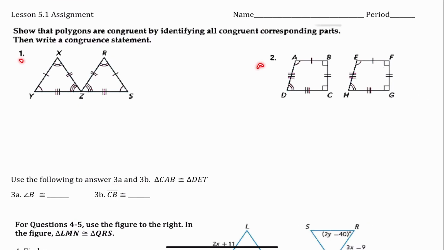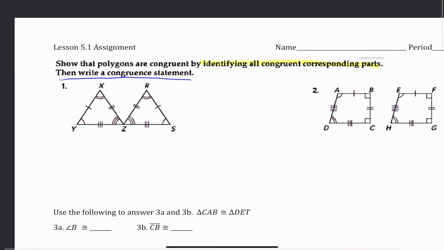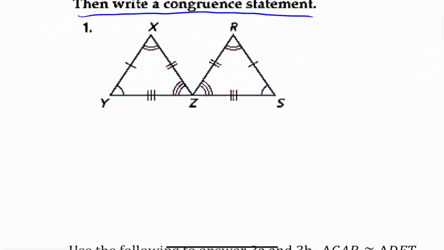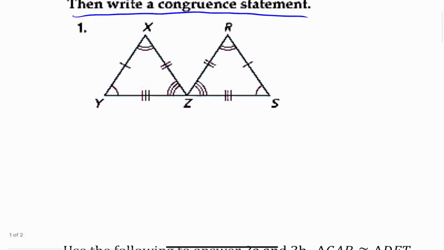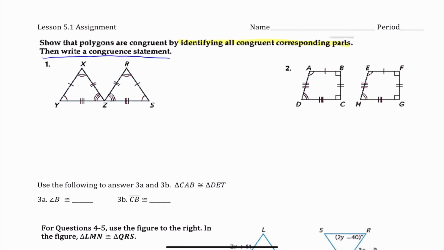For number 1 and number 2, show that the polygons are congruent by indicating all congruent corresponding parts, then write a congruent statement. So, for number 1, I have these 2 triangles, and my goal here is to see whether or not the corresponding parts are congruent, and if I meet those conditions where you have the corresponding angles congruent and the corresponding sides congruent, then I can go ahead and write a congruency statement.